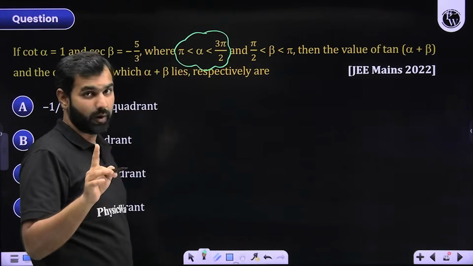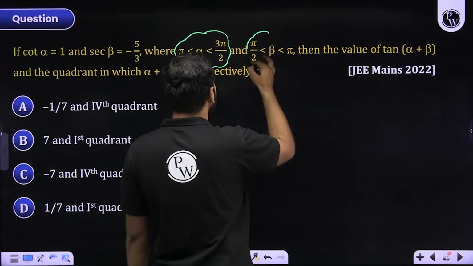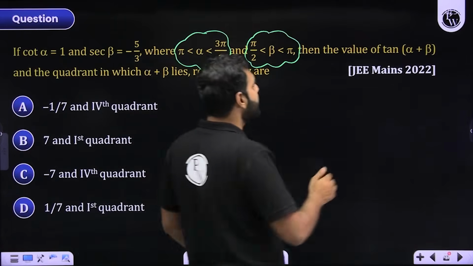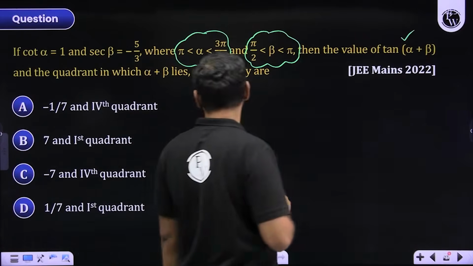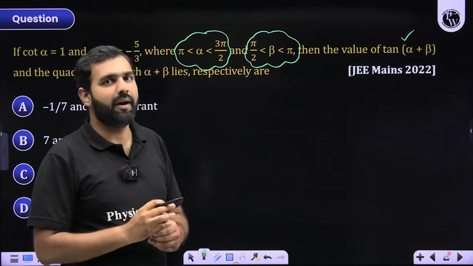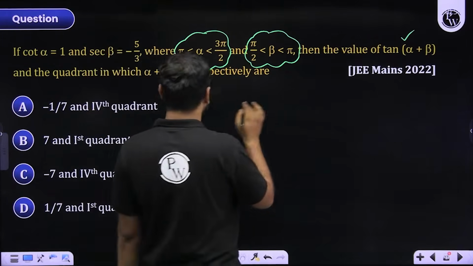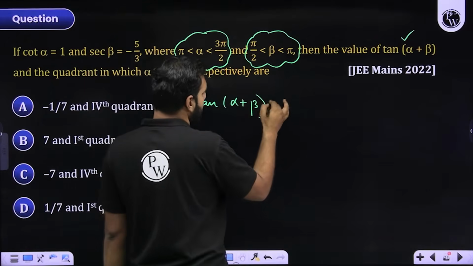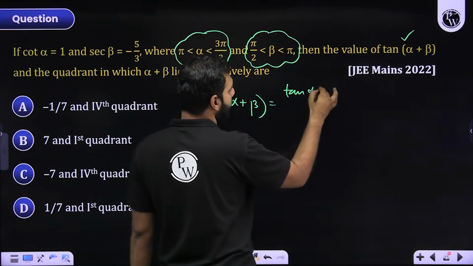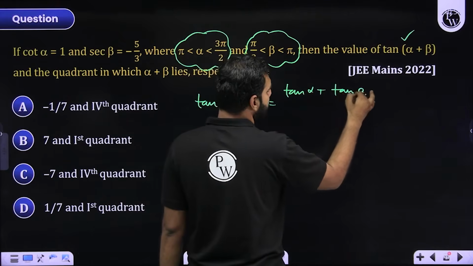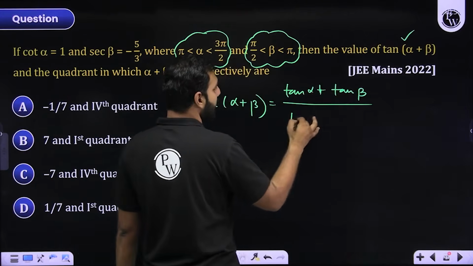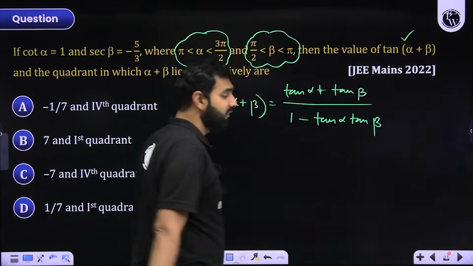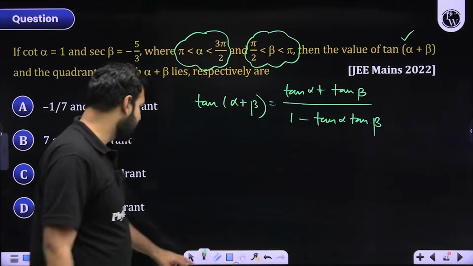So I hope you can say a lot about alpha. You can say a lot about beta as well. Beta is between pi by 2 and pi. All right. Then you are asked the value of tan(alpha plus beta). Great. Now, if I'm asked the value of tan(alpha plus beta), what do I know? If somebody says write tan(alpha plus beta), I'll say it is going to be (tan alpha plus tan beta) whole divided by (1 minus tan alpha tan beta). But the problem is, do I know the values of tan alpha and tan beta? Let's try and figure them out.